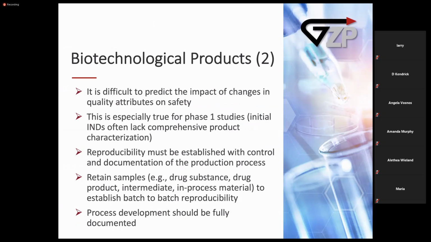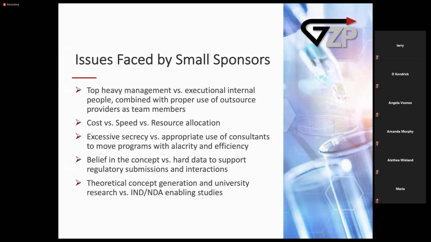Impact of minor changes in structure, the impact on safety, very important in biologics. And reproducibility for biologic manufacturing is really critical, and that needs to be documented through controls during the production process.